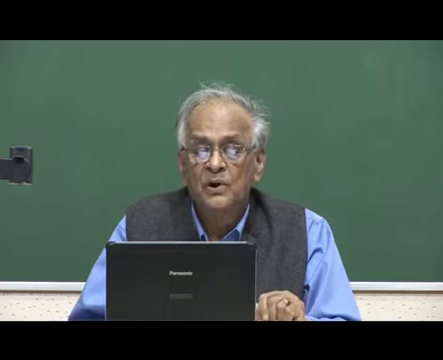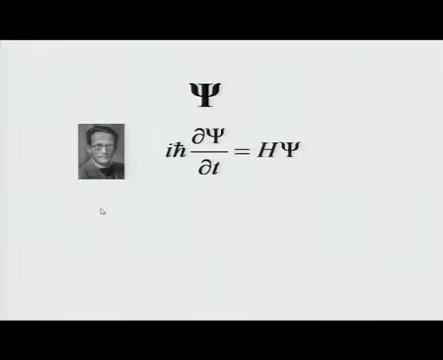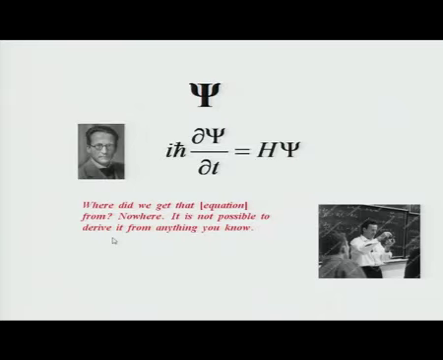Then what is it? Quantum theory describes it by the wave function psi. And what is this psi? This psi is the solution of a complicated equation. I will not go into the details, but I will just briefly describe the solutions of this equation. But where did we get that equation from? Richard Feynman, who is considered to be one of the greatest physicists of all times, says, where did we get that Schrodinger equation from? The answer is nowhere. It is not possible to derive it from anything you know, and Feynman says it came out of the mind of Schrodinger.